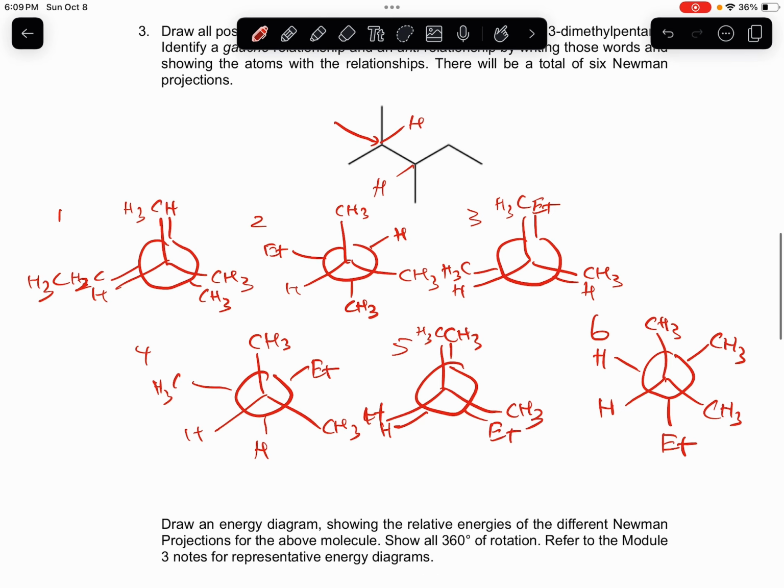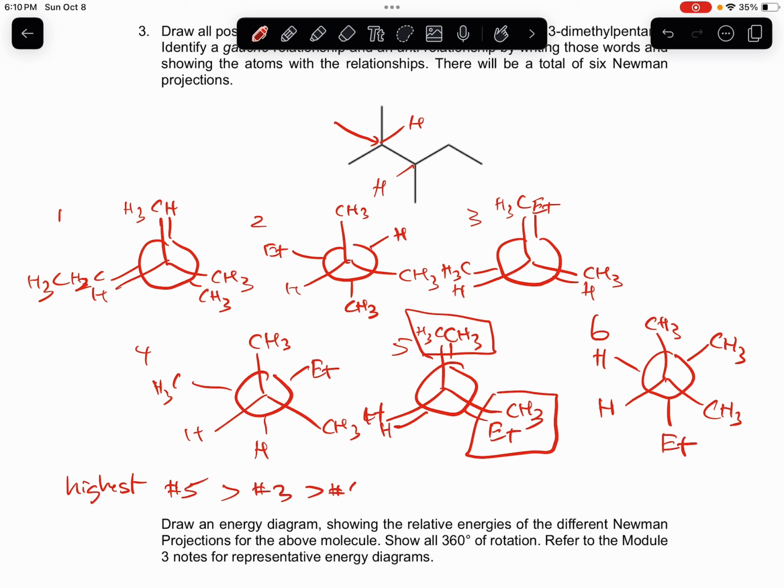So now we want to think about which is the highest energy. So the highest energy is going to be one of the eclipsed conformations. And if you look here, we've got two sets of large groups interacting. So 5 is going to be the highest. If we look at number 1, we've got an ethyl hydrogen, methyl hydrogen, methyl methyl. And then we have a methyl ethyl. Well, that's immediately the highest energy. So then it's going to be number 3 and then number 1.